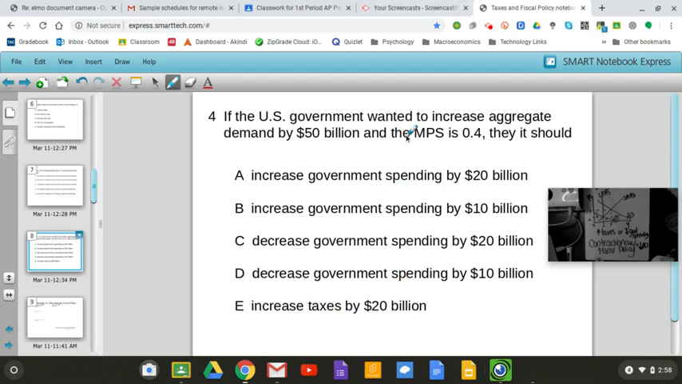But if you remember your KS and KT equations, some change in spending times KS gives us some change in real GDP. They want to increase aggregate demand by $50 billion, so they want GDP to increase by $50 billion. MPS is 0.4. Do you remember? KS is 1 over MPS. First off, should they raise government spending? Should they lower government spending? You tell me. I'm going to leave this up in the air for you guys.